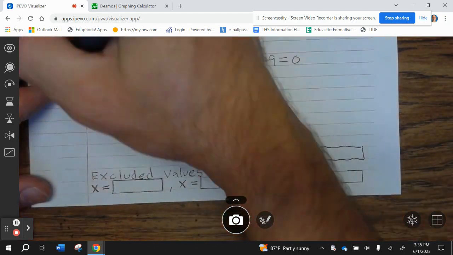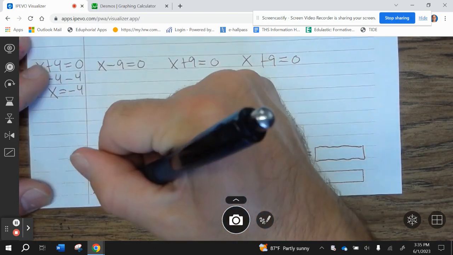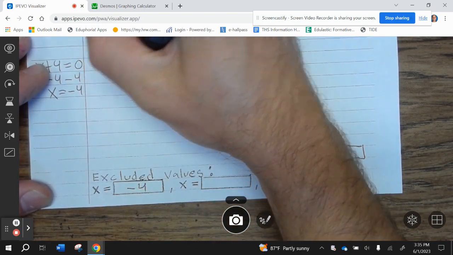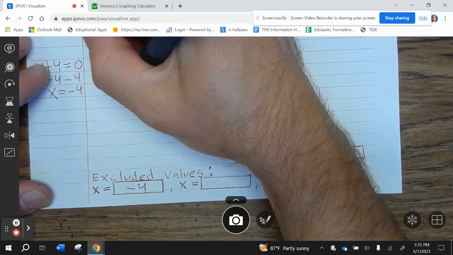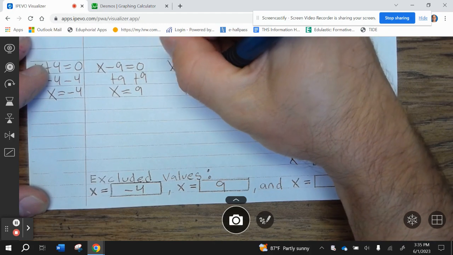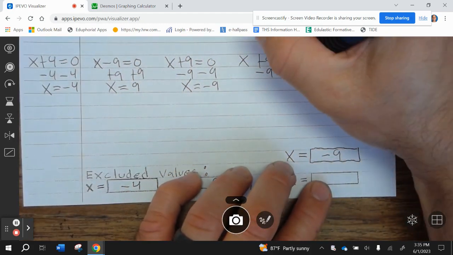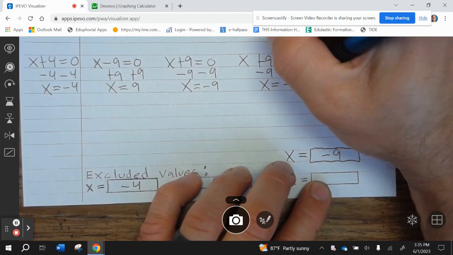Okay, so subtract 4 from both sides, x equals negative 4. Add 9 to both sides, x equals 9. Subtract 9 from both sides, x equals negative 9. And then subtract 9 from both sides, x equals negative 9.